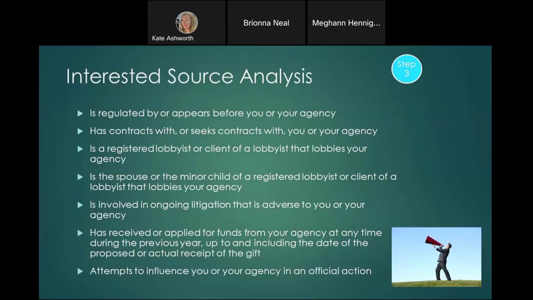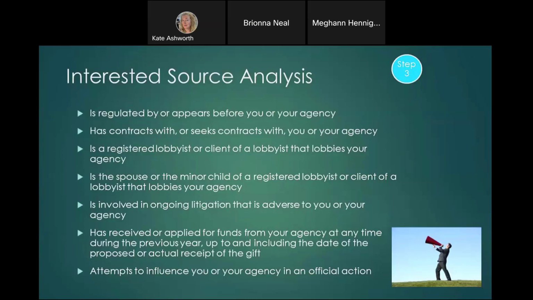lobbying your agency, is involved in adverse litigation to your agency, and has received or applied for funds within generally the last 12 months, or is attempting to influence your agency in official action. So it could be thousands of people or entities at any time, and encourage your employees to come to you to make sure that there's not something they may not know that's going on with that particular entity at the time, to make sure you let them know that you're there to help guide them through this.